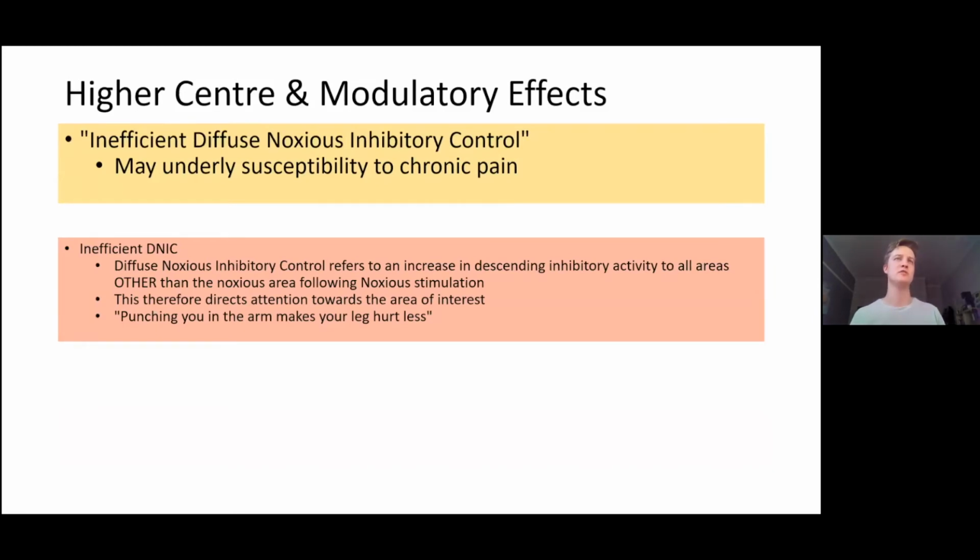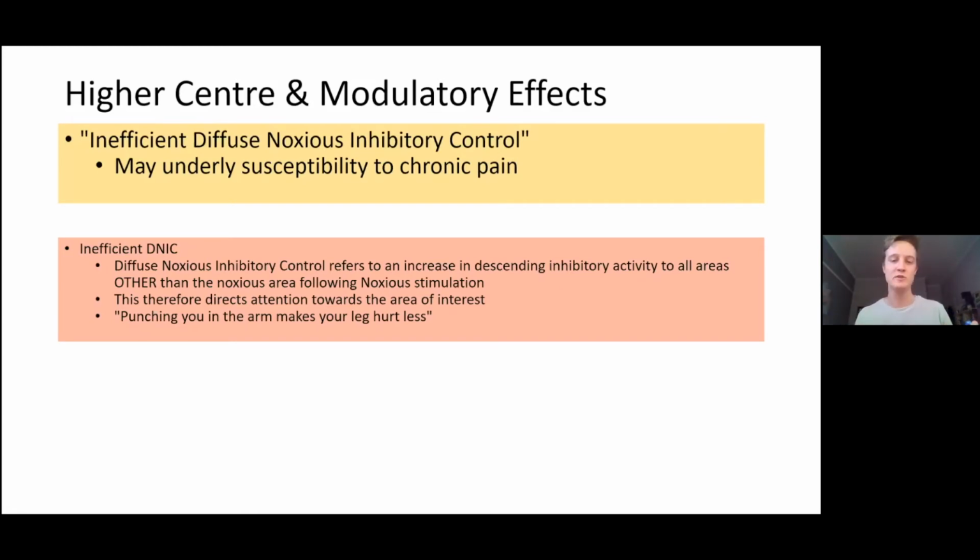Just a final point on some terminology that you might come across. You've probably come across the phrase diffuse noxious inhibitory control. And sometimes people say this is not working properly in patients that have chronic pain. I never understood what it was until about a week ago, but basically it's like when you stub your toe, your body actually tells the rest of your body that it doesn't hurt, so that it draws all of your attention to your sore toe, so you stop doing what caused the problem.